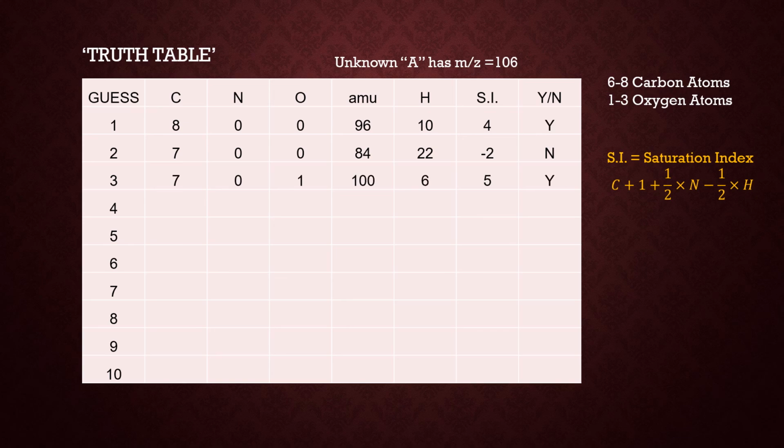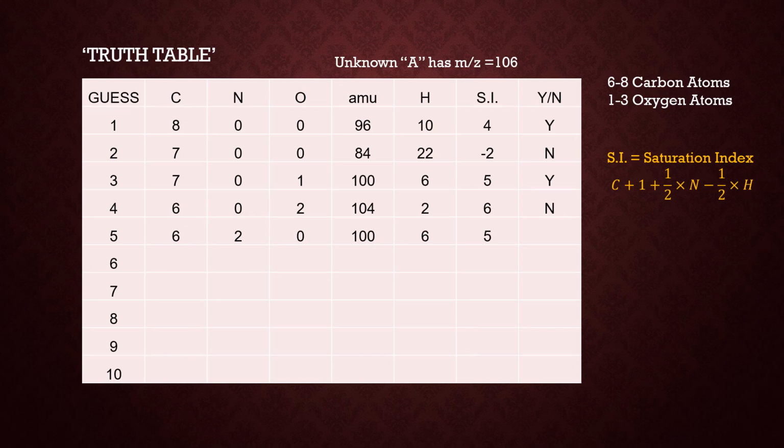A hydrocarbon with 7 carbons in the skeleton clearly did not work because the saturation index came out negative. So I need to add a heteroatom to the mix. As a first trial, guess number 3, I will add an oxygen to this 7 carbons. This gives me an AMU total mass of 100, and to reach the total mass of 106, I add 6 hydrogens. Saturation index is now 5, and that's an acceptable guess.